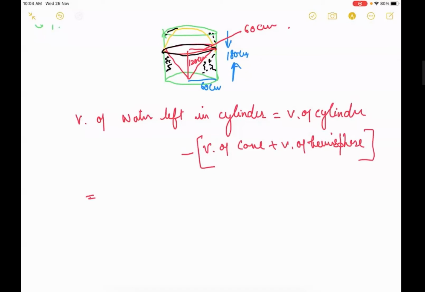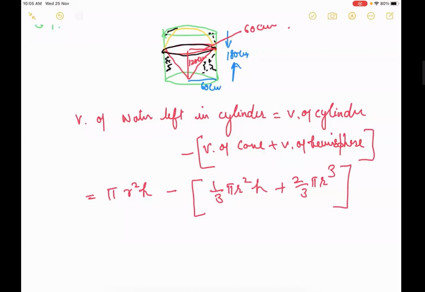Volume of cylinder we can find by using pi r squared h, minus volume of cone, which is 1 upon 3 pi r squared h, and volume of hemisphere, which is 2 upon 3 pi r cubed. So very easily you can find volume of cylinder.